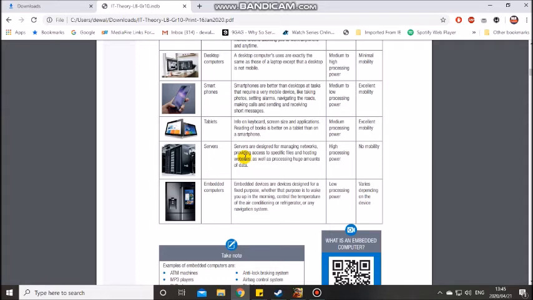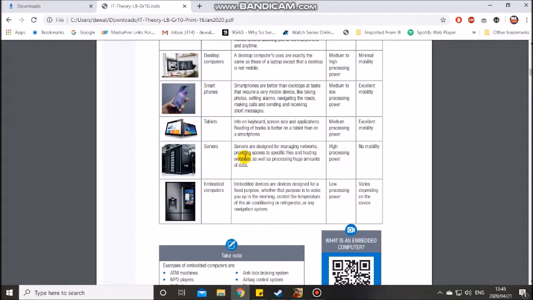Then we get tablets. So tablets, it's basically a smartphone on steroids, as I always like to say. But a tablet has a keyboard on screen. You can have applications same as a smartphone, and some desktop applications actually can work on types of tablets. So then you have like a mini laptop. Again, excellent mobility, but you only have medium processing power because of the size.